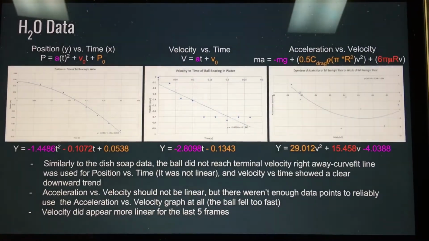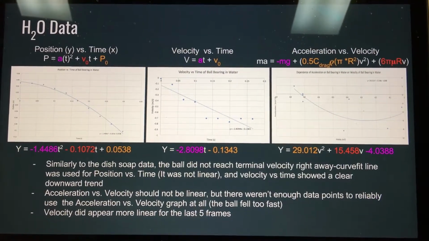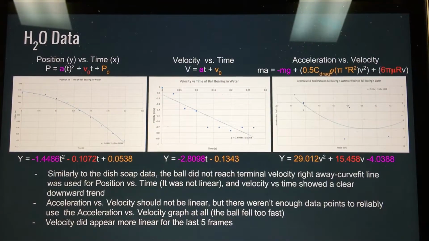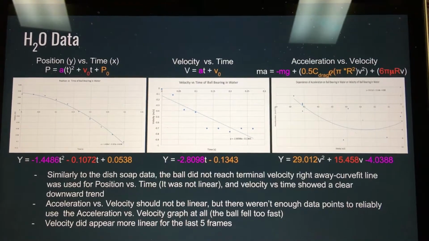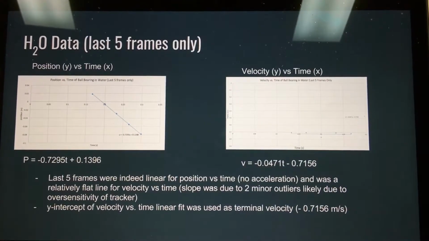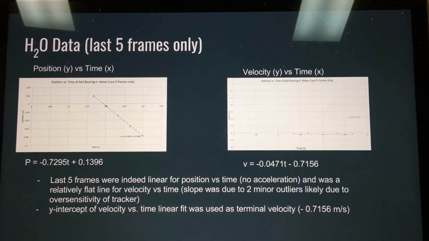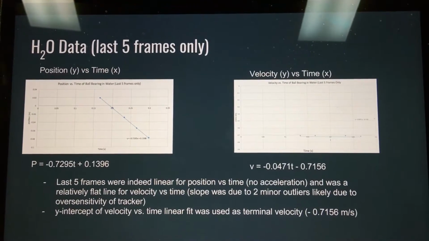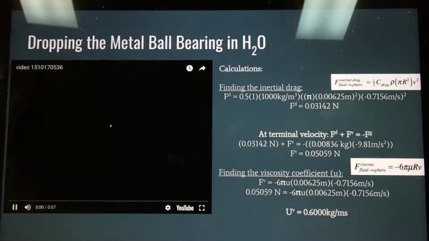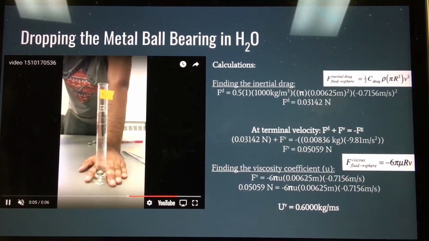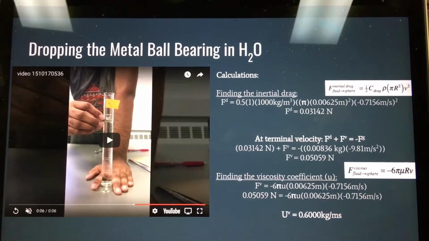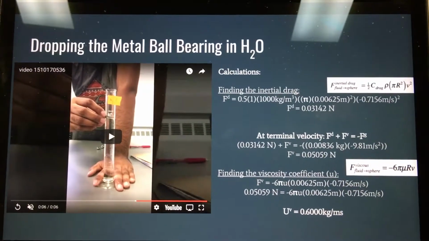Looking at the data for water, it's even clearer that there's an acceleration, looking at both the velocity versus time graph and the position versus time graph. However, looking at our acceleration versus velocity graph, we simply do not have enough data points to calculate a reliable terminal velocity. Instead, we use the observation that for the last five frames, the position versus time and velocity versus time graphs were roughly linear, and we obtained our terminal velocity by using the y-intercept of the velocity versus time graph, which was negative 0.7156 meters per second. Lastly, our calculations here are: force of drag 0.03142 newtons, force of viscosity 0.05059 newtons, and coefficient of viscosity 0.6 kilograms over meter second.